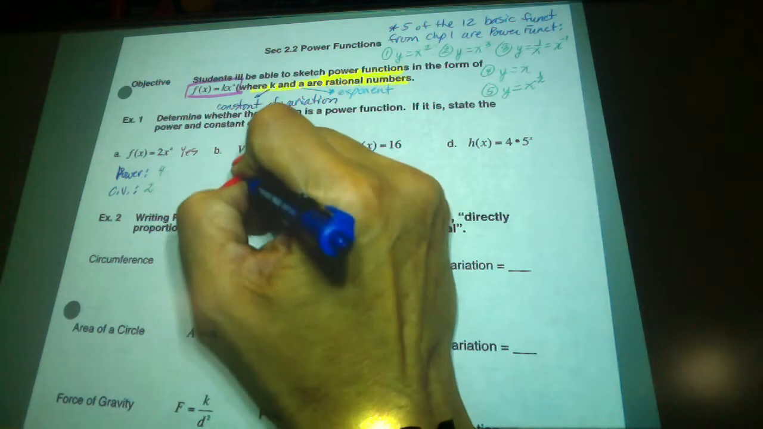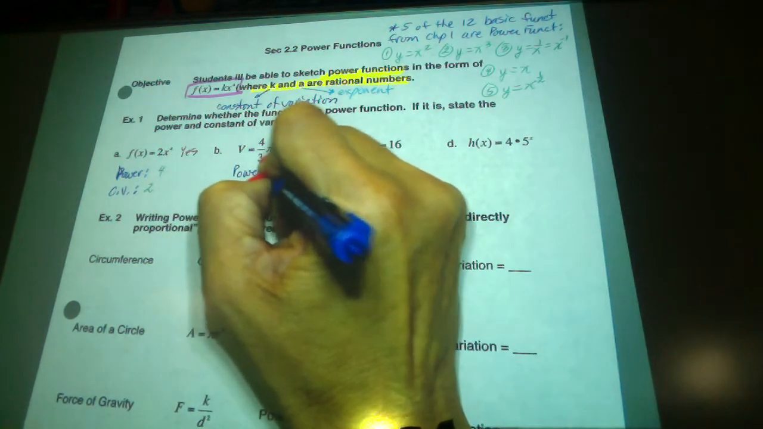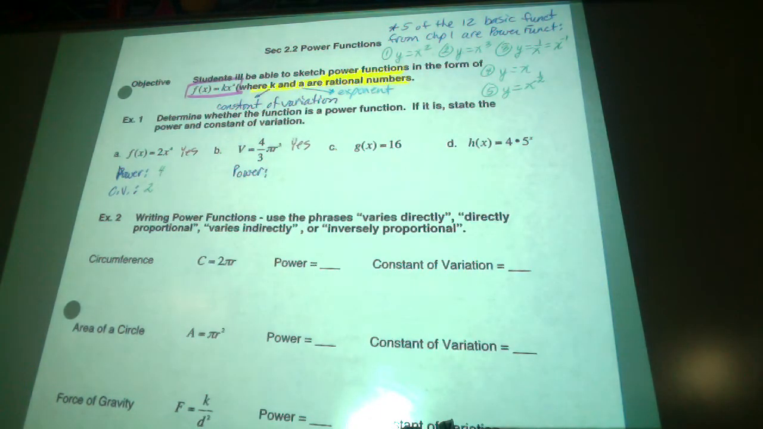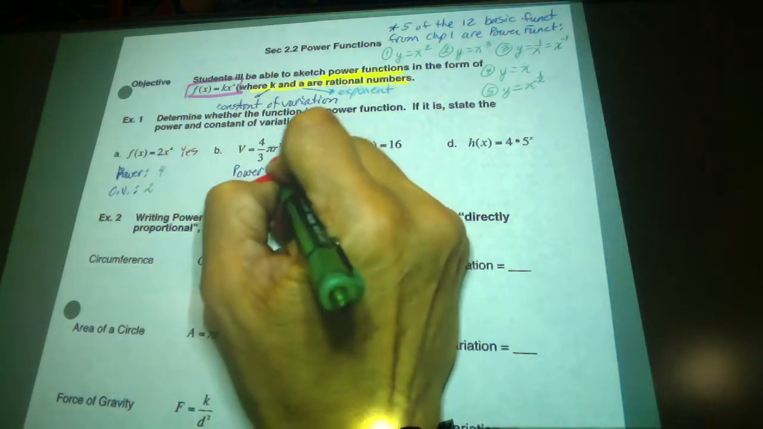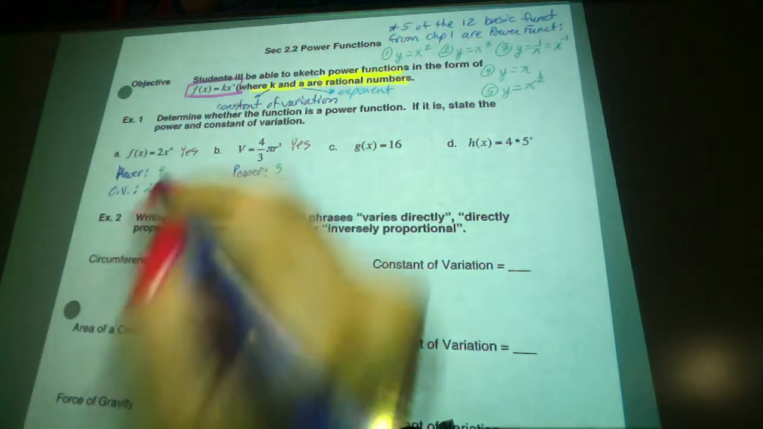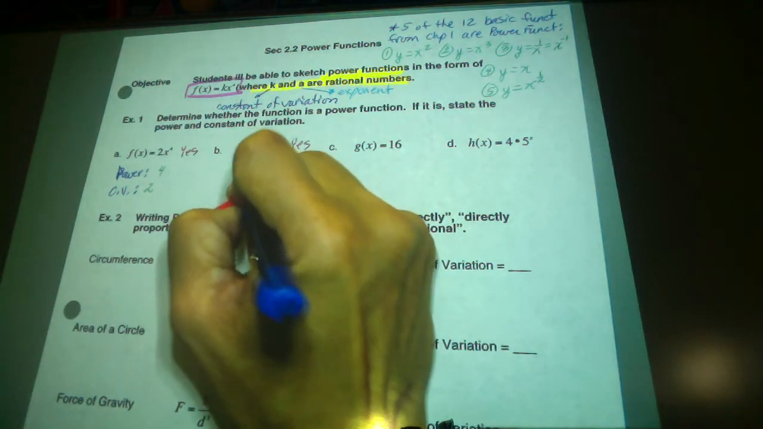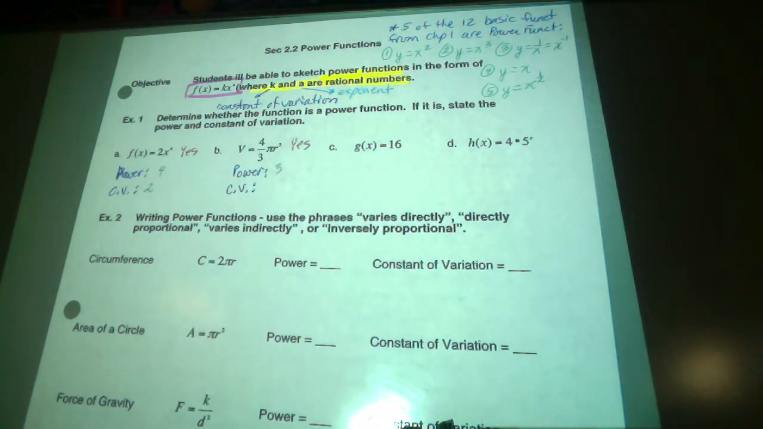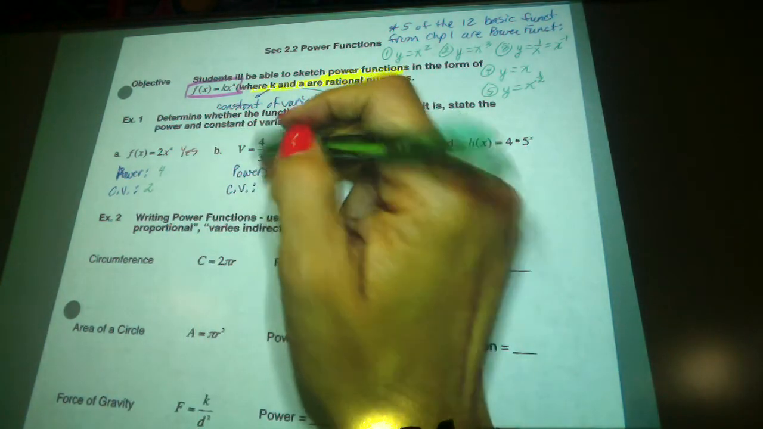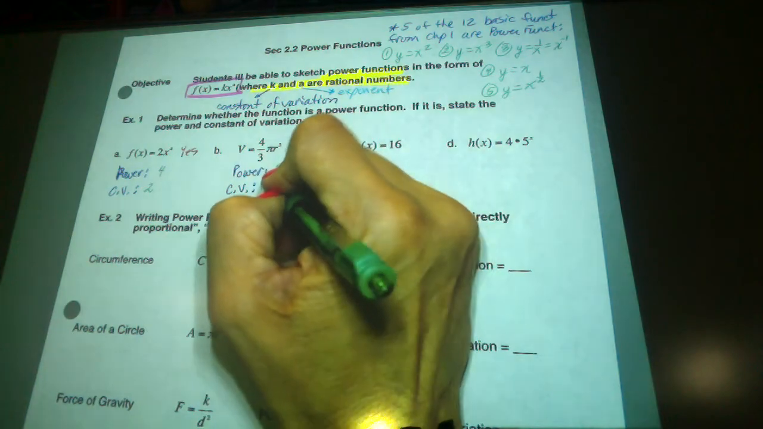All right, so our power is what? 3. Our constant of variation is not just 4/3. It's the whole thing, 4/3 pi.